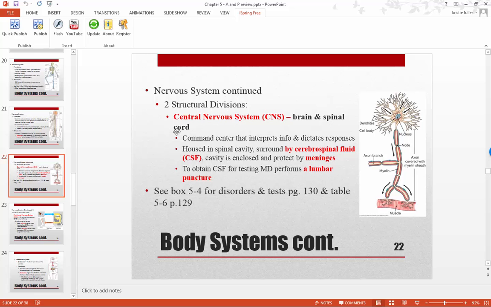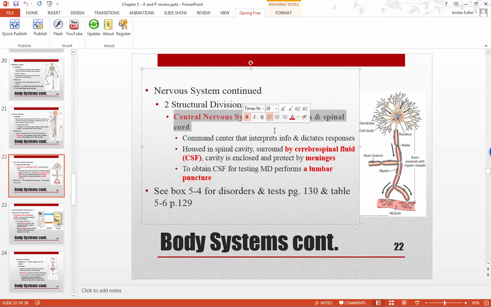You have the central nervous system, which is made up of the brain and spinal cord, okay? And that is surrounded, it's in the spinal cavity, and it's surrounded by cerebral spinal fluid, which is abbreviated as CSF. We do need to know this. Everything in red and in bold here is stuff that you will be seeing again, either on a test or an assignment, or stuff that you should just be expected to know.